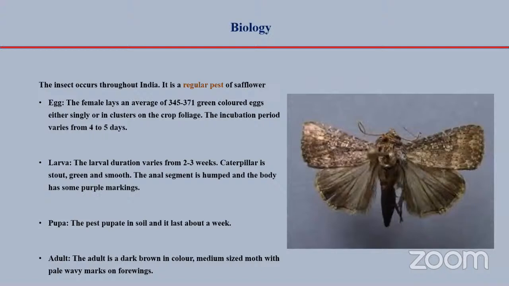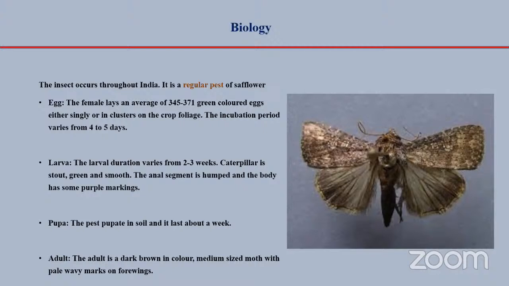So this safflower caterpillar is known to be a regular pest. That is, it occurs season after season, and this insect also occurs throughout India. If you see the egg character, the egg will be green in color, and a single female can lay more than 300 eggs. Then it will lay singly, or it can also lay in clusters on the crop foliage.